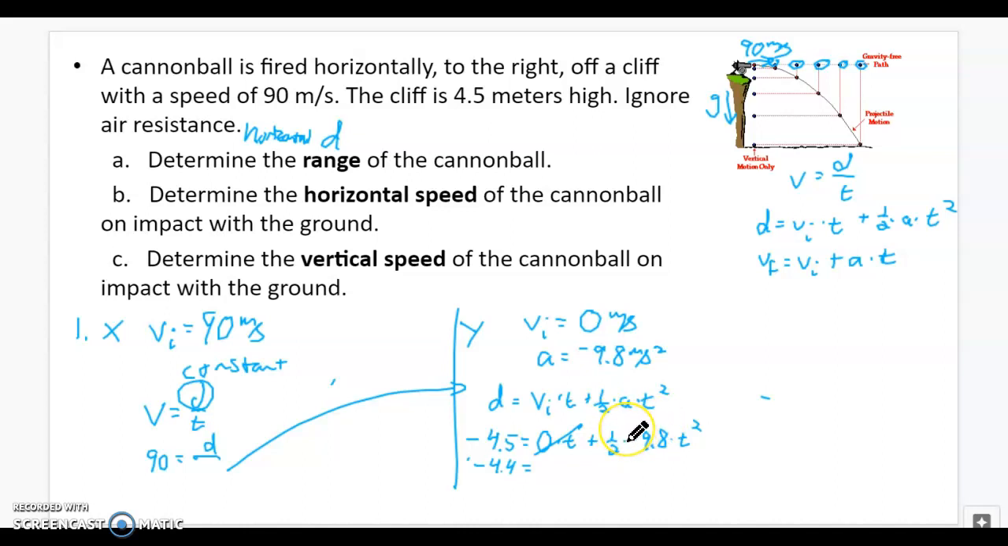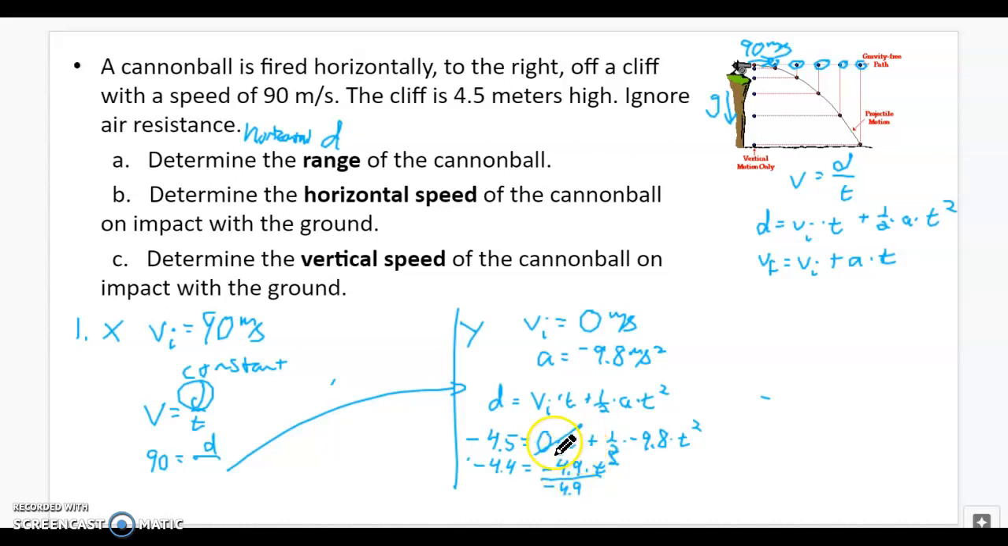I type that on my calculator. I get negative 4.9. Sweet. Times t squared. I can't forget that squared. But now to undo this, I need to get t by itself. I have to undo negative 4.9. Remember, it's not add negative 4.9. I have to divide by negative 4.9, both sides.